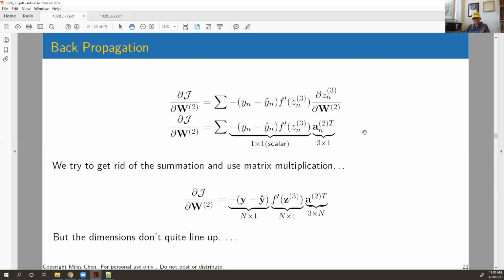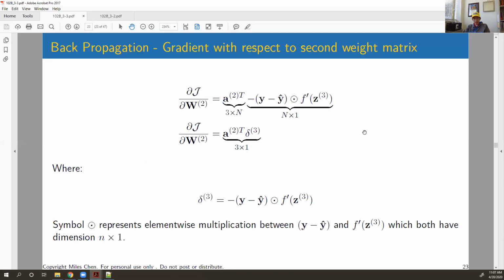Then we worked through this. I'm going to skip through all of that stuff. On Friday, this is where we ended up. We said the gradient of the loss function with respect to W2, so dJ/dW2, is going to be A2 transpose multiplied by delta 3, where delta 3 is this thing: Y minus Y hat, an n×1 matrix, element-wise multiplied by F prime on Z3.